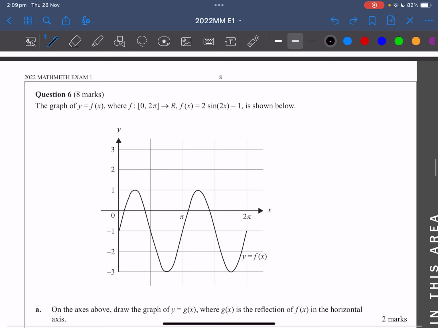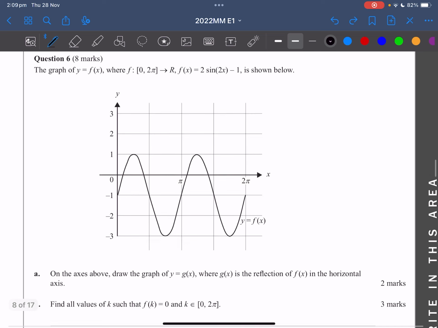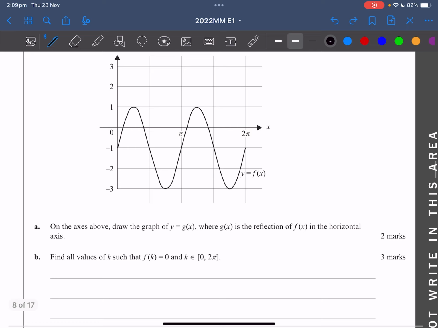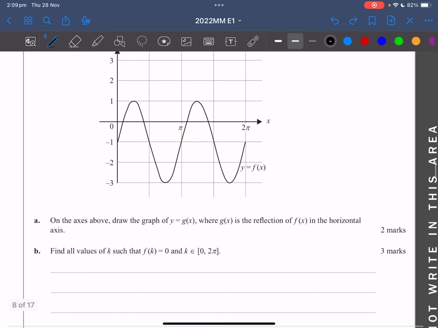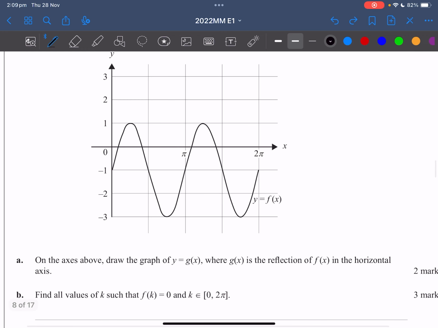Right, so question number 6. The graph of y = f(x), where x is between 0 and 2π, is shown below. On the axis above, draw the graph of y = g(x), where g(x) is the reflection of f(x) in the horizontal axis. So it's a reflection in the horizontal axis. So we are basically flipping the graph like this, flipping the graph across this axis.